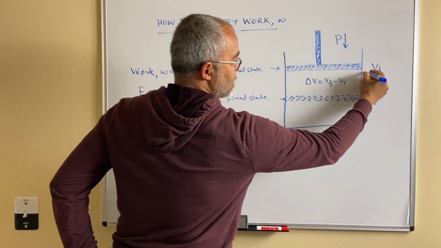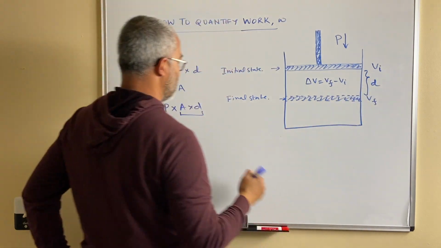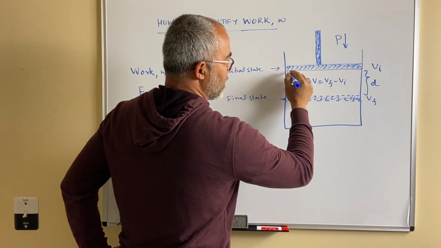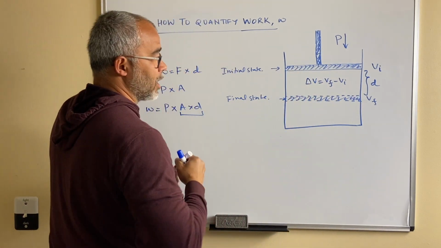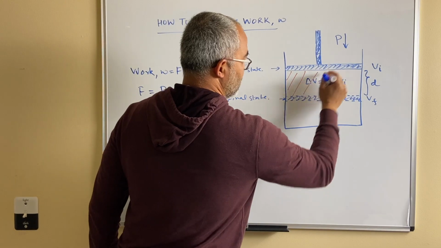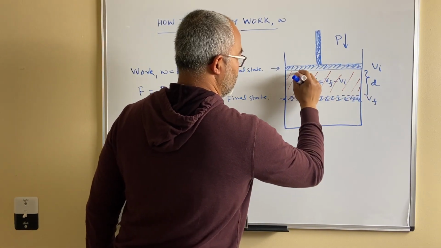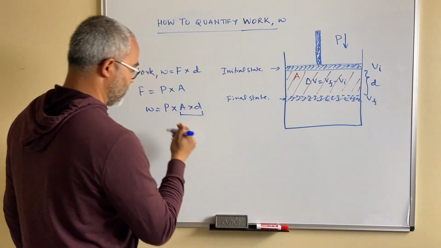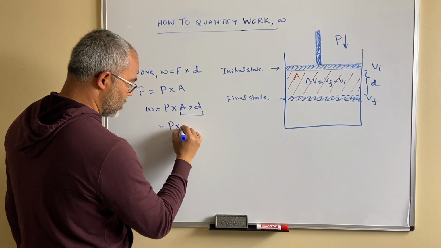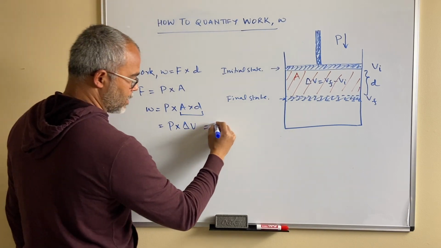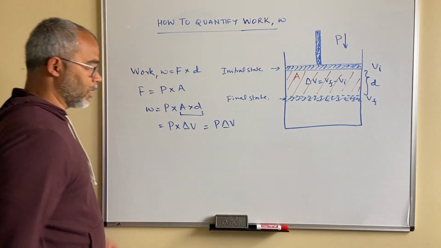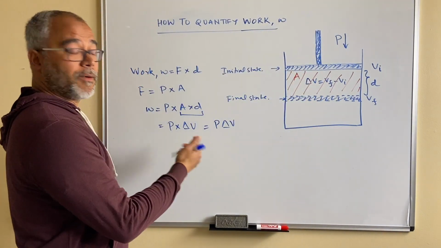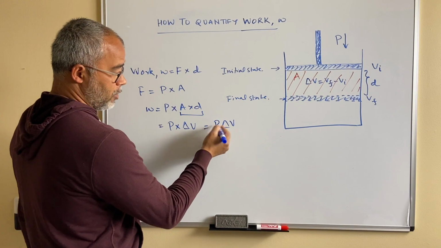So if you think about this as the distance, D, that it moves, that's the distance, okay? And then the area, that's the area, okay? So distance times the area is going to be equal to delta V. So work is equal to P times delta V. Also, you can write this as P delta V. So work is equal to P delta V. Now, since work was done on the system, this is going to be a positive quantity, okay? So therefore, we don't need to put a sign out there.